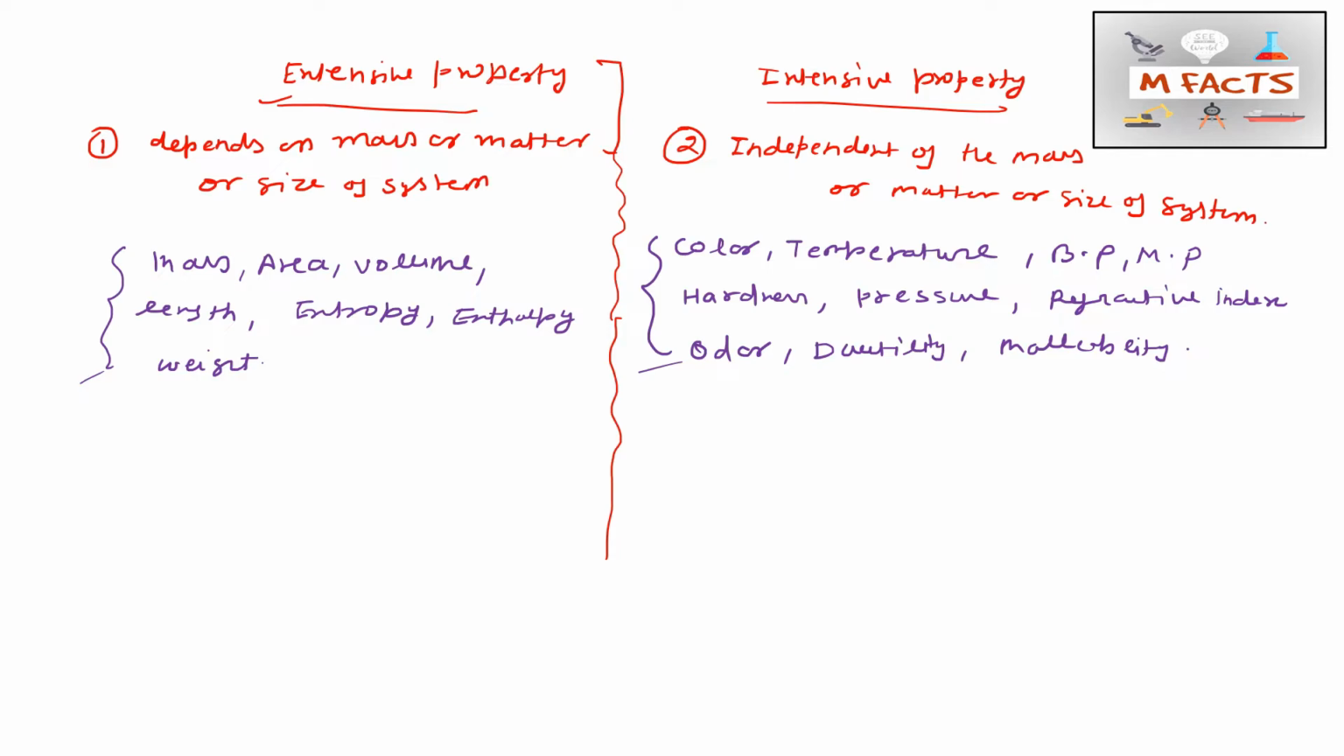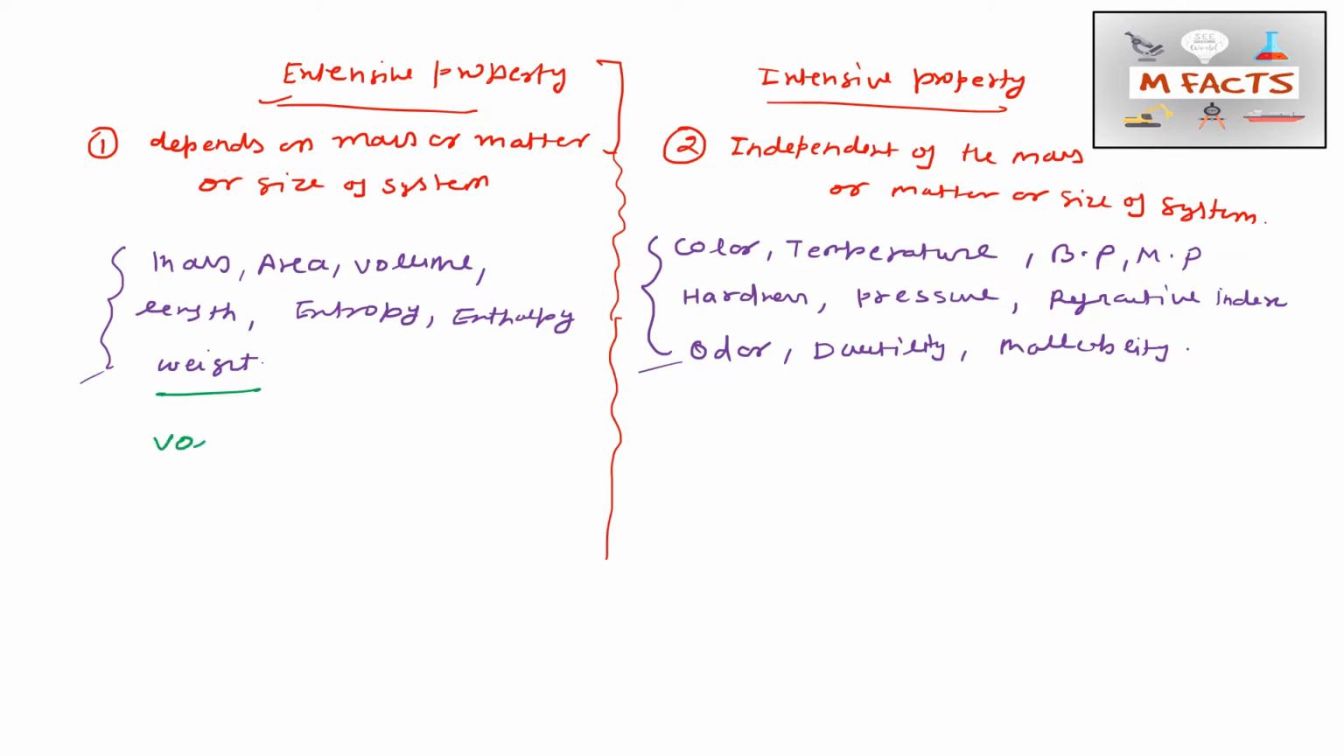Now we will see a few more things about intensive and extensive properties. If the values of these extensive properties are taken per unit mass or per unit volume of the system, then that extensive property will be changed into an intensive variable.